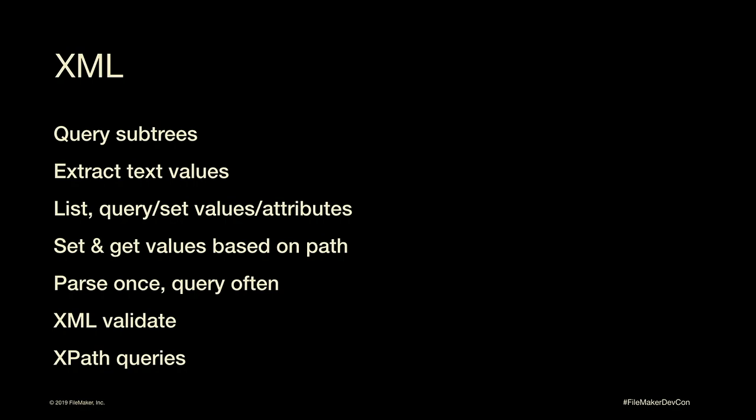We have XML functions, where you can query values from an XML document. And as the plugin can parse XML once and lets you do several queries on the same document in memory, it can be very fast. You can set and get values based on a parse, like with the JSON functions in FileMaker. And we also offer XML validation, so you can validate if your XML is valid before you send it to a web service or save it somewhere. With XPath queries, you can make structured queries to your XML documents to find certain keys which depend on conditions you can write in the query.